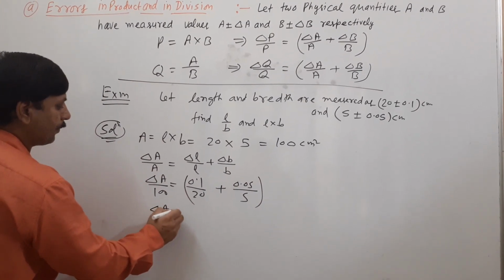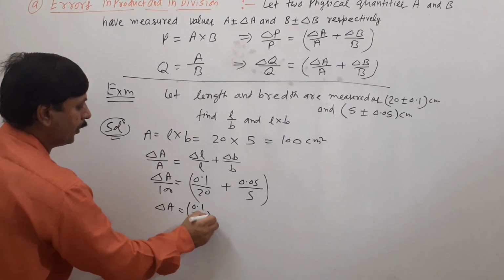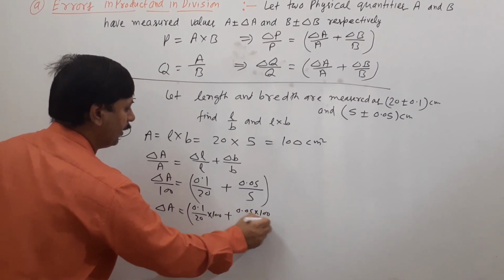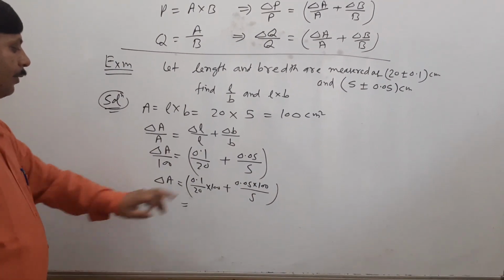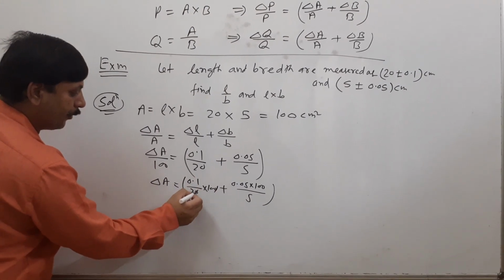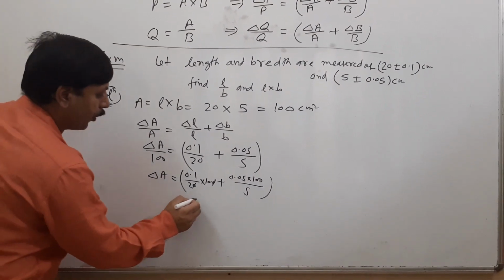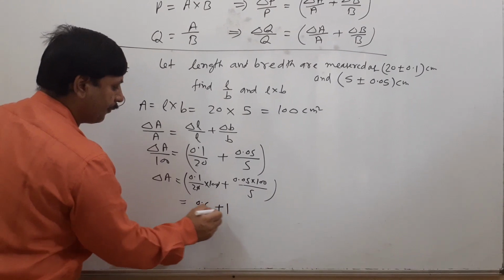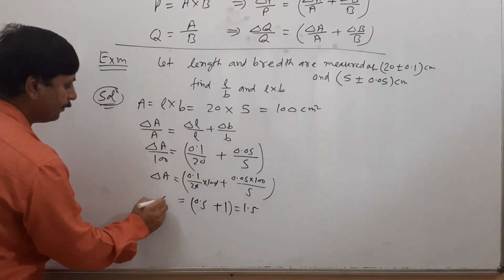Solve it. Multiply by 100 here. What happens? 0.1 upon 20 into 100, and 0.05 into 100 upon 5. I have multiplied by 100 here. What will be the result? 100 you will multiply here. The zeros cancel. 10 ones are 1, 1 upon 2 is 0.5, and here 5 upon 5 is 1. So this will come 1.5.